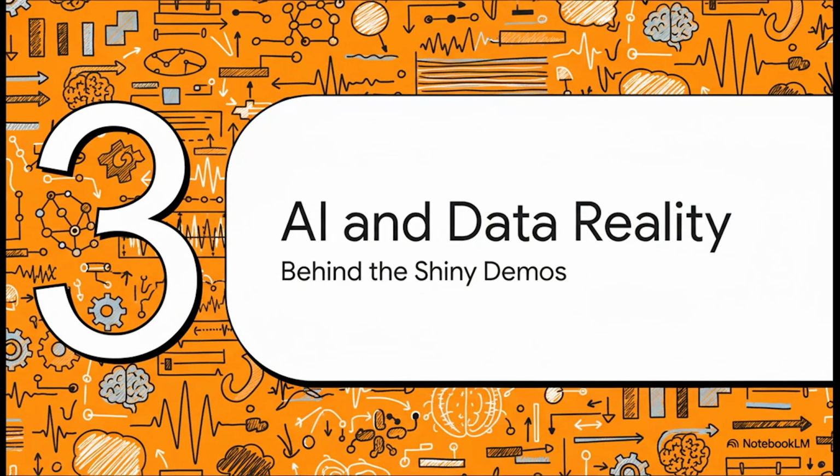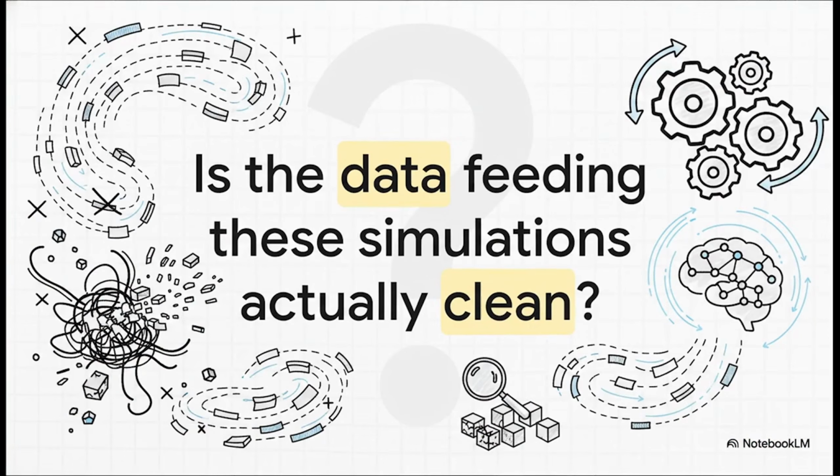All right, part 3. The AI and data reality. Behind the shiny demos. Clicking away from the simulations for a second, we enter the dense, sometimes frustrating back-end reality of data science. We have to ask the elephant in the room. How do we actually know the data feeding these simulations is clean and reliable? It's arguably the most critical question in the entire field.